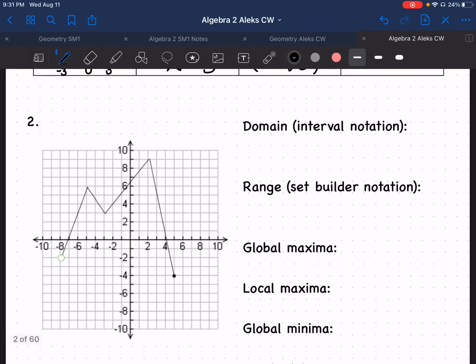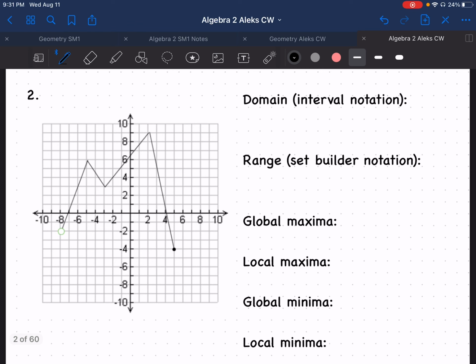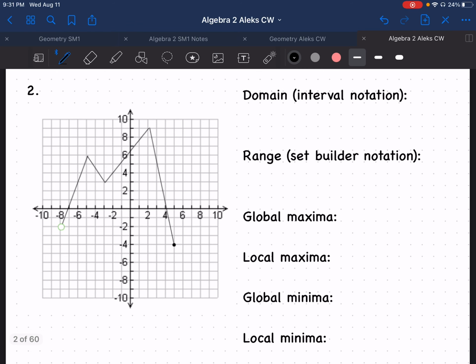All right, question number 2 is going to ask you a bunch of different questions. It's actually going to count as more than just question 2. It's going to be 2, 3, 4, 5, 6, 7. So each one is going to count as its own separate question.